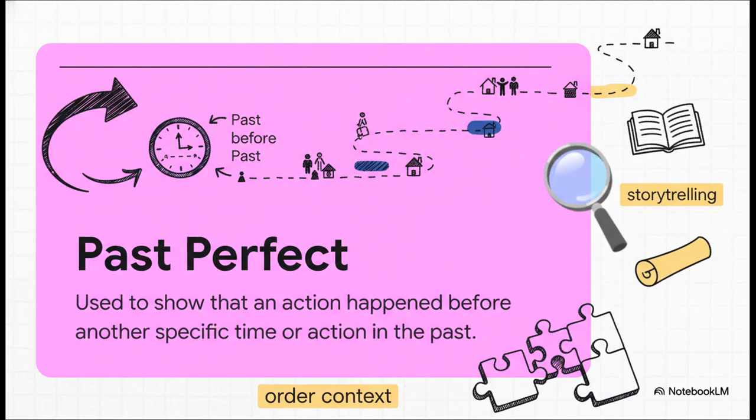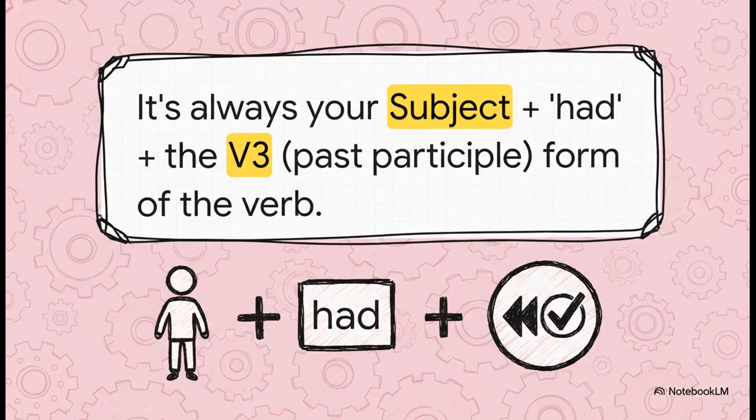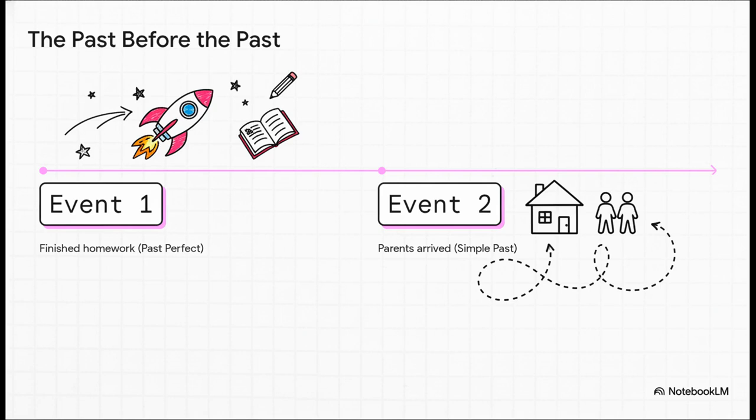So, you see, the past perfect is your secret weapon for making the timeline crystal clear. It's for talking about the past before the past. Without it, stories can get really confusing. And the formula is always the same, which is nice and easy to remember. Subject plus the word had plus the V3 or past participle form of the verb. So, I had finished. And this timeline just makes it so obvious. Look, the had finished homework action is way farther back in the past than the arrived action. The past perfect is kind of like a time machine that lets you take one extra step backward in your story.